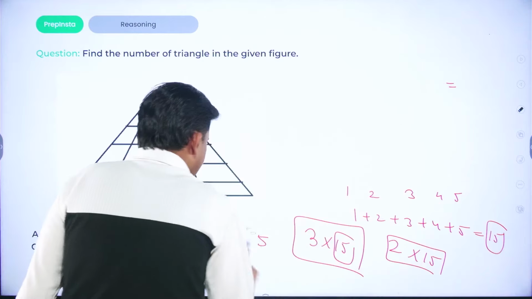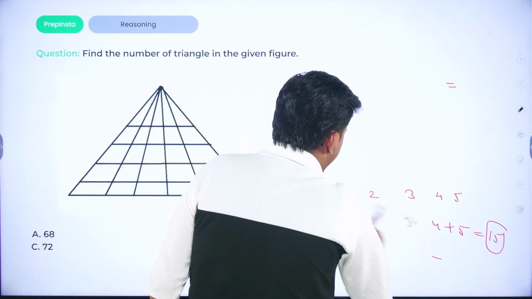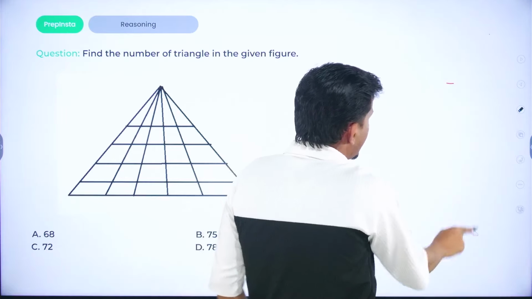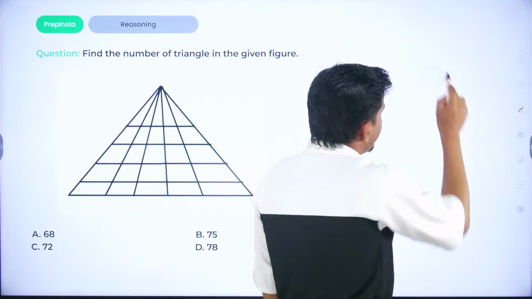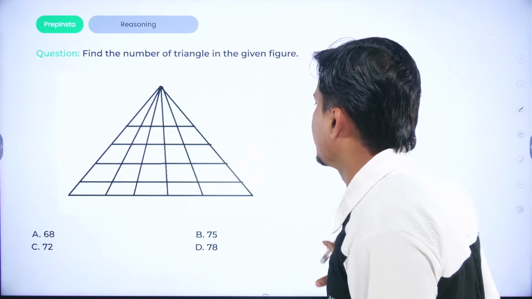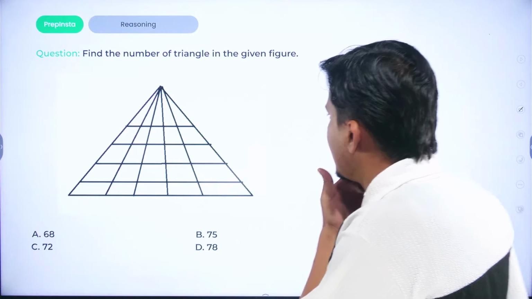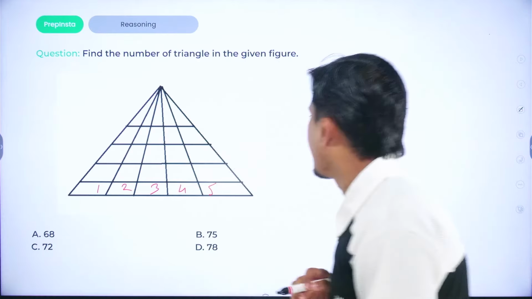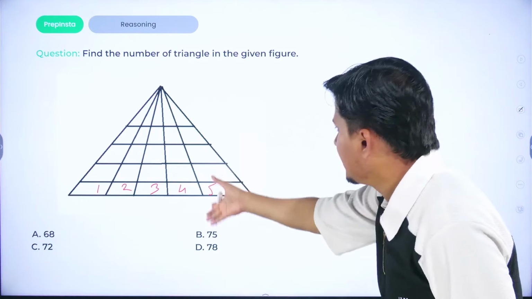So if we have to determine the number of triangles in a given bigger triangle, then we will apply the same concept. So in this way we can approach this particular question as well. So we are given with the 1, 2, 3, 4 and 5. So we are given with 5 blocks.